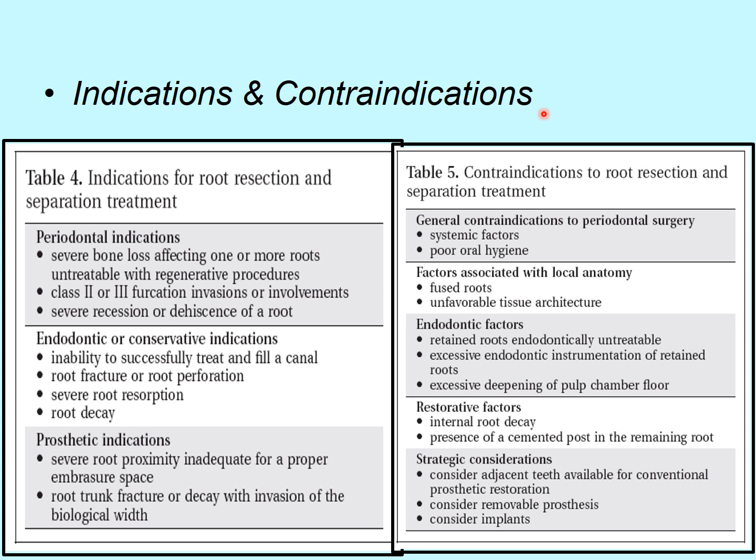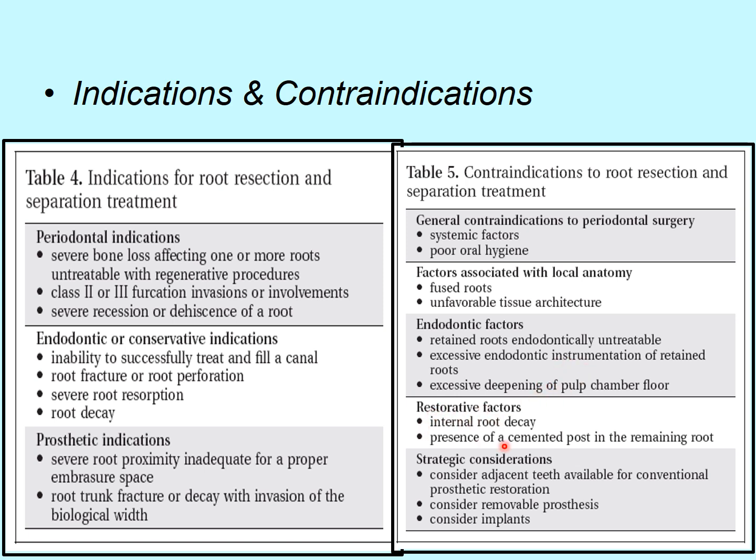And coming to the contraindications, there are the general contraindications to periodontal surgery. So any systemic factors or poor oral hygiene, and if there are fused roots and unfavorable tissue architecture, or endodontic factors, that is, if it cannot be treated endodontically, then it cannot go for root resection, or excessive deepening of the pulp chamber. So increased destruction of the tooth crown portion, and restorative factors.